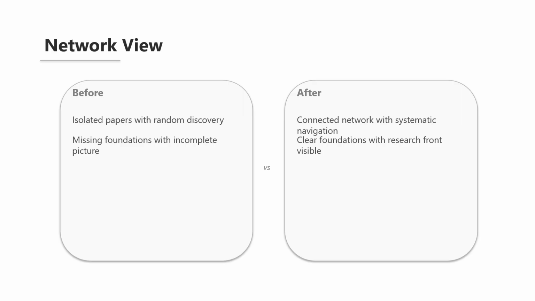Citation networks find different papers than semantic search. Semantic search finds papers by meaning, concepts similar to your query. Citation networks find papers by intellectual relationships, what builds on what's cited together. Using both gives you the most complete coverage.